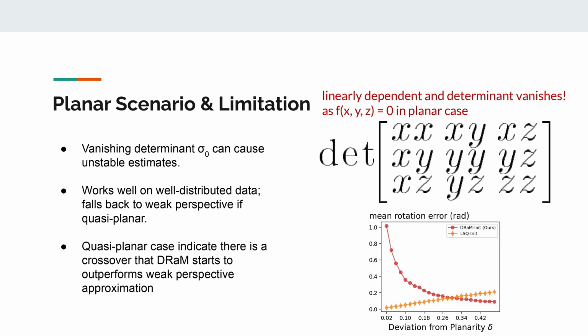Because it relies on a closed-form solution for orthographic projection, the method becomes less effective in planar scenarios. These cases introduce strong geometric ambiguity. The determinant of the self-covariance matrix vanishes, which can lead to inaccurate estimates. In our experiments, perturbing a plane with different noise levels shows a quasi-planar crossover, where DRaM begins to outperform weak perspective. In practice, we treat weak perspective as a fallback when the points are not well distributed.